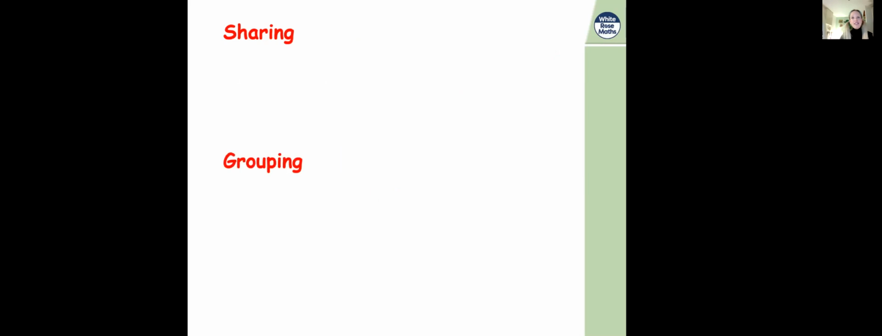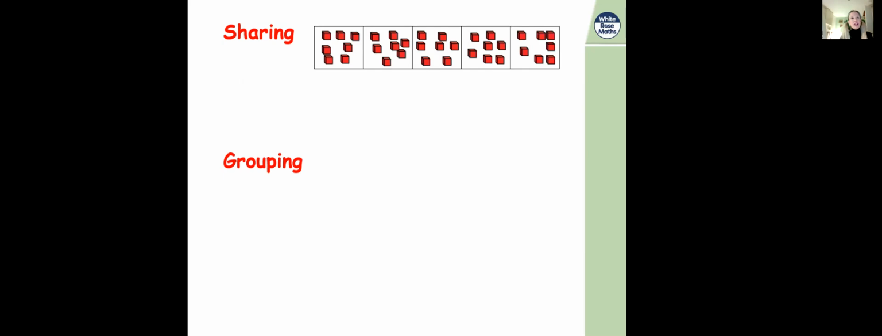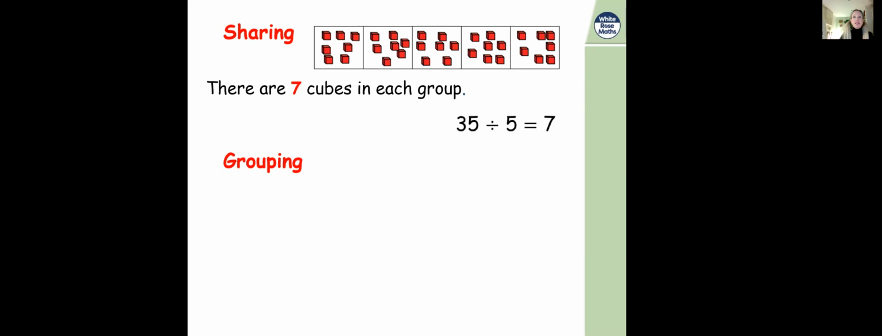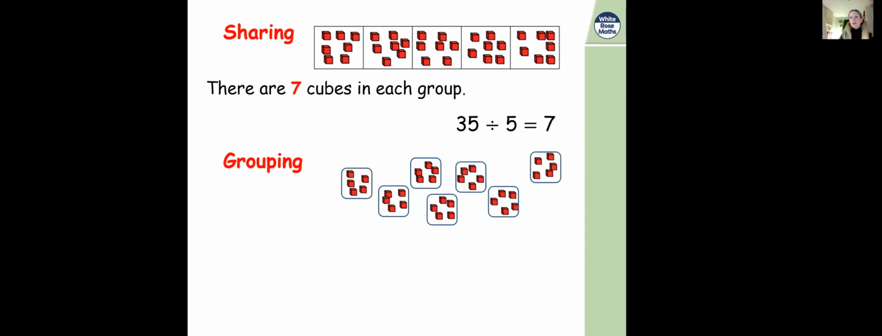So there's sharing and there's grouping. When you're sharing something, you're sharing it out equally. There are 7 cubes in each group. That's what we worked out, wasn't it? 35 divided by 5 is 7. And when you're grouping, and you put 5 in each group, groups of 5, there are 7 groups of 5. 35 divided by 5 equals 7.